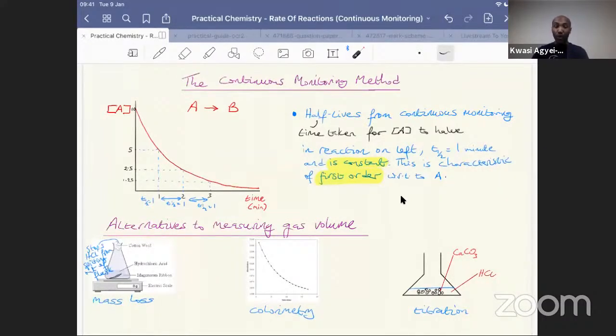Not all are universally applicable. For colorimetry, you need to have a clear, distinct color change over the course of the reaction. So you could have going from brown to colorless, or pink to colorless, or blue to colorless, to make that work as well as the other methods.